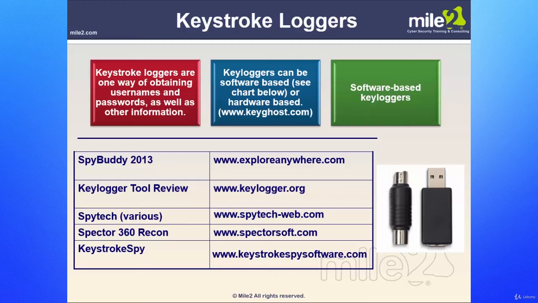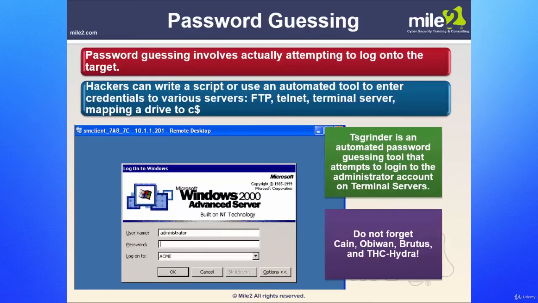Now, another thing we can do, of course, is password guessing. And password guessing involves actually attempting to log on to the target. Hackers here can write a script, or they can use an automated tool to enter credentials to various servers such as FTP, Telnet, terminal servers, and then mapping it to the $, which is the admin share, the hidden share that is going to be on all of your Windows machines. Now TSGrinder is also an automated password guessing tool that attempts to log in to the administrator account on your terminal servers. There's also other tools that we can use like Cain and Abel, Obi-Wan, Brutus, and the also popular THC Hydra.